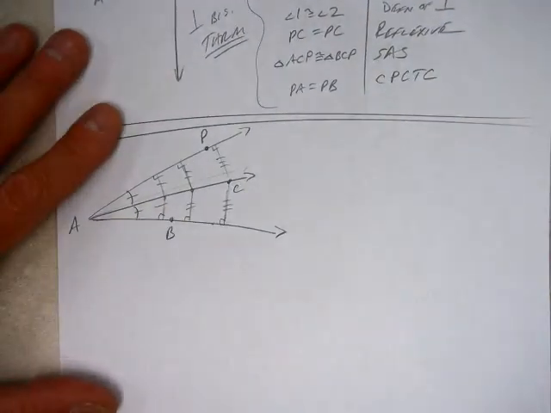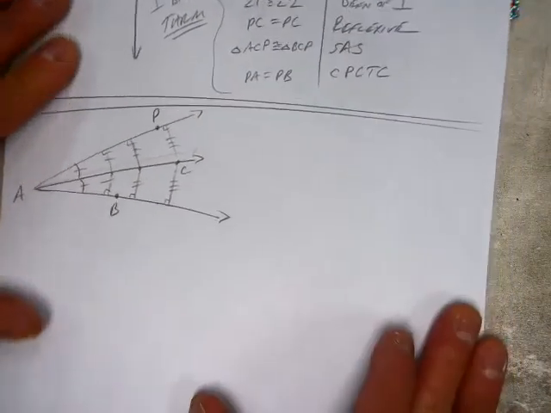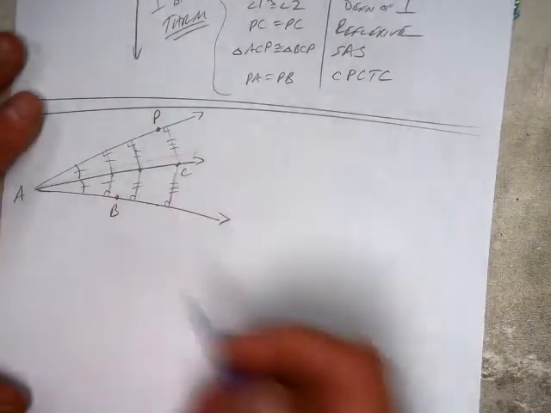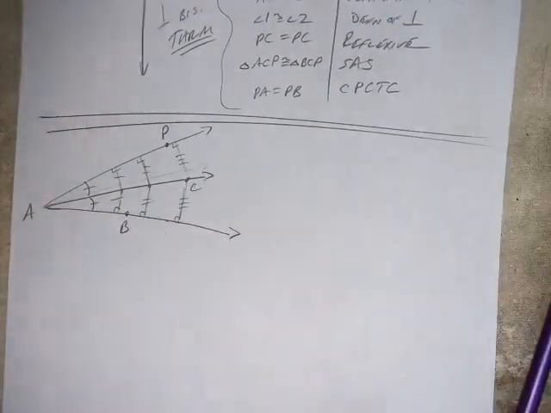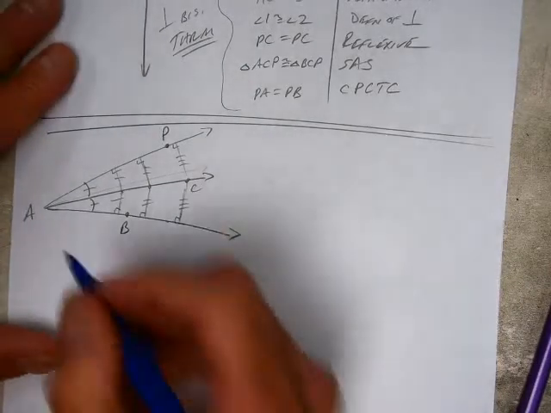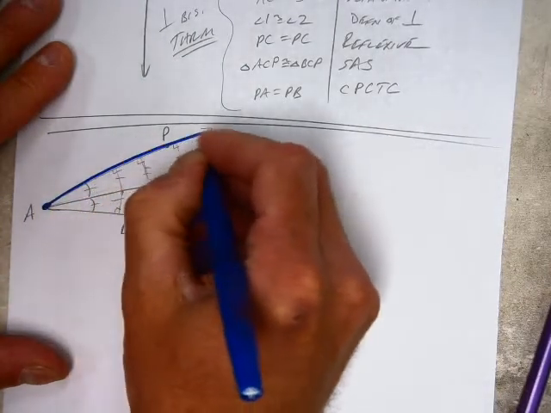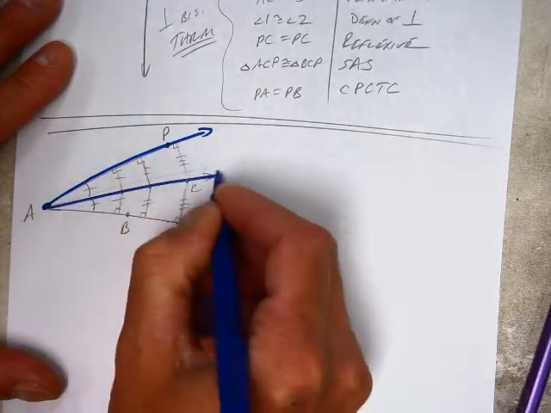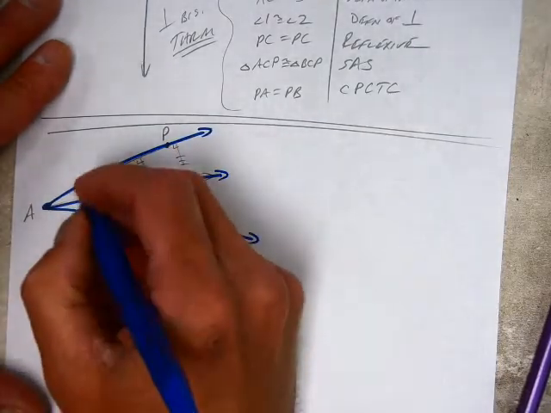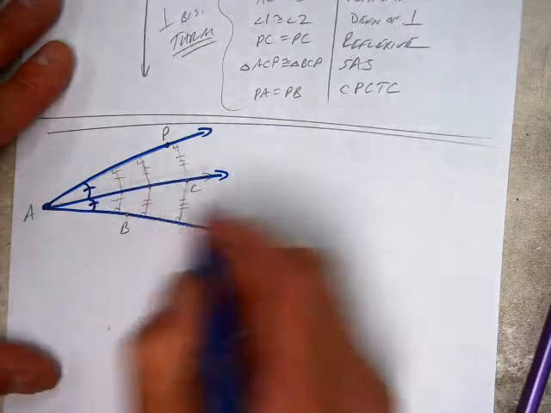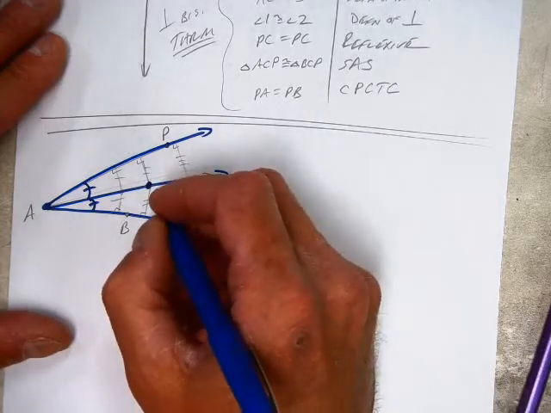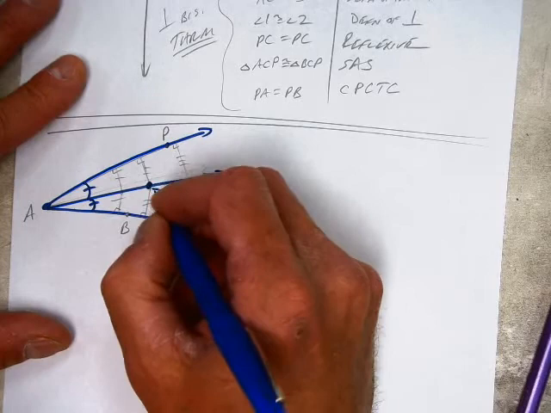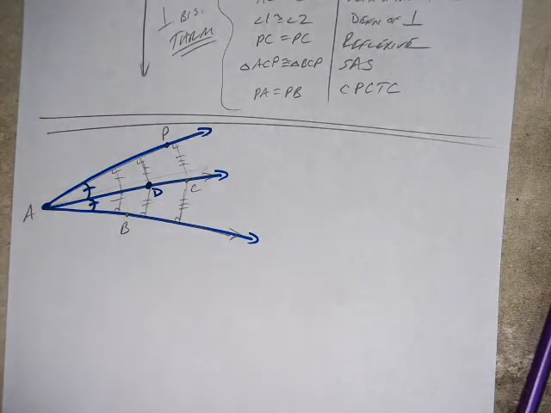So I would like to prove that real quick, and then we're going to move on. I think actually after I do this, we'll be done. So let's go like this. I'm going to highlight just the stuff that I'm going to use up here. I'm going to pick a point here. Let's call this D. So any point D on the perpendicular bisector is equidistant from the rays, okay?